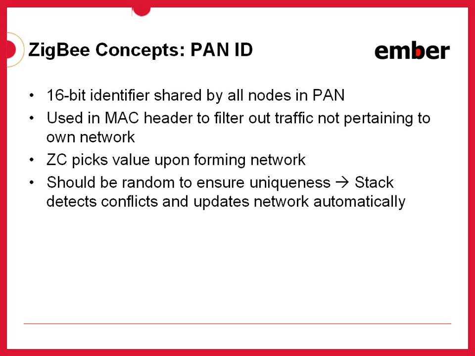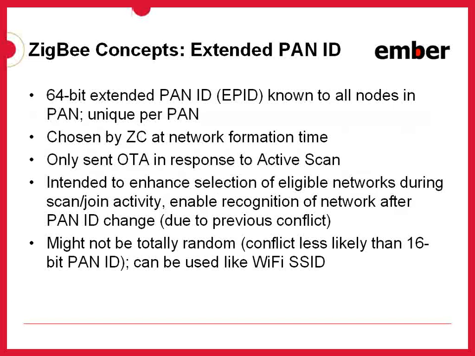If that ever happens, the stack can in fact detect these conflicts and can update its PAN ID automatically and inform all the nodes in its network to move to a new PAN ID. So it's able to contact only the nodes in your original network and exclude any of those nodes on the conflicting network. So you may be wondering, how does it do this?